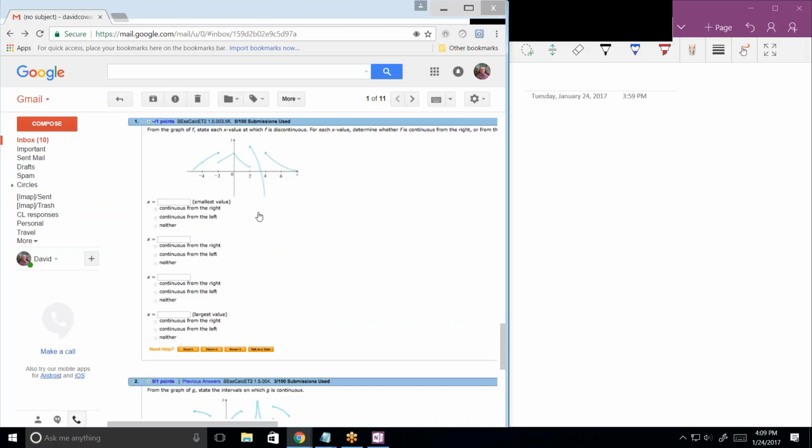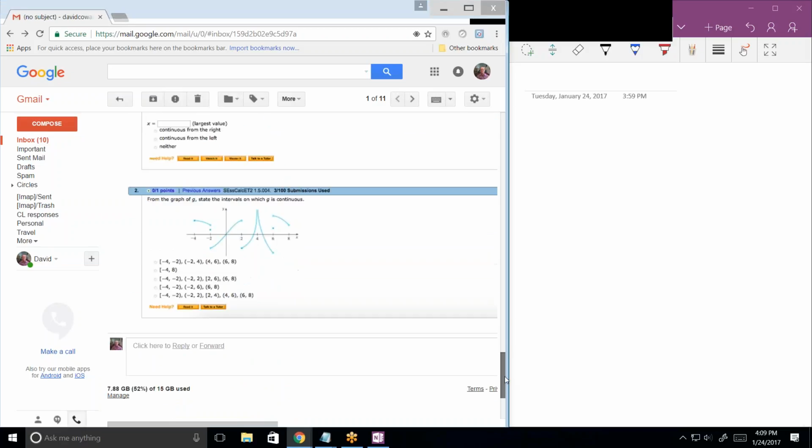And then the fourth one is what? 4. And continuous from the right as well. Correct. Right. That's an aspect of continuity that I don't get questioned about very often, oddly enough.